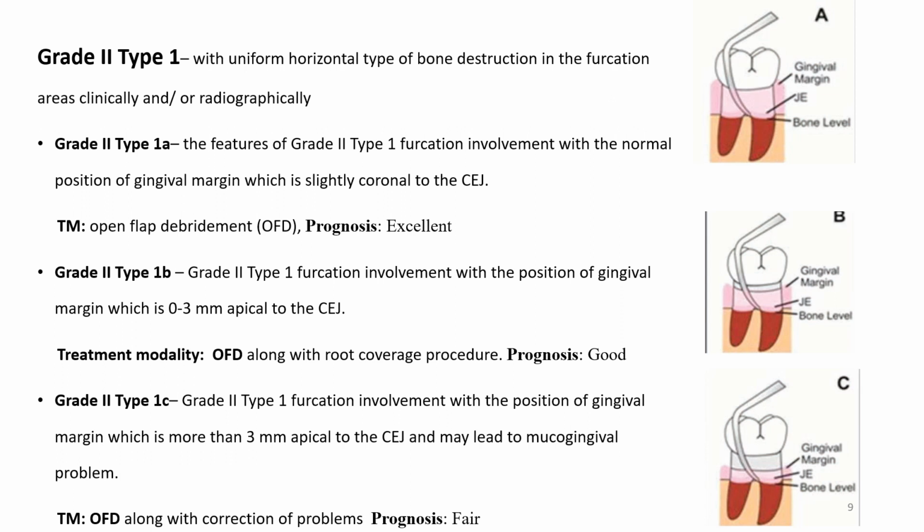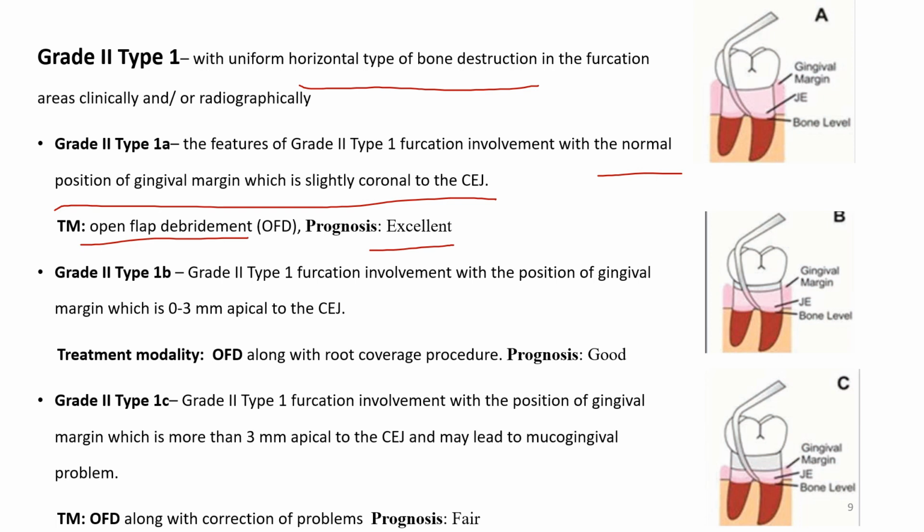Next is grade 2 type 1. That means horizontal type of bone destruction and moderate amount of bone destruction are further subclassified on the basis of gingival margin. So here it is grade 2 type 1A, where the position of the gingival margin is slightly coronal to CEJ. Here treatment option is open flap debridement and excellent prognosis will be there. Grade 2 type 1B, all the features of grade 2 type 1, but the gingival margin position is 0 to 3 mm apical to CEJ. Treatment modality will be open flap debridement along with root coverage procedure.